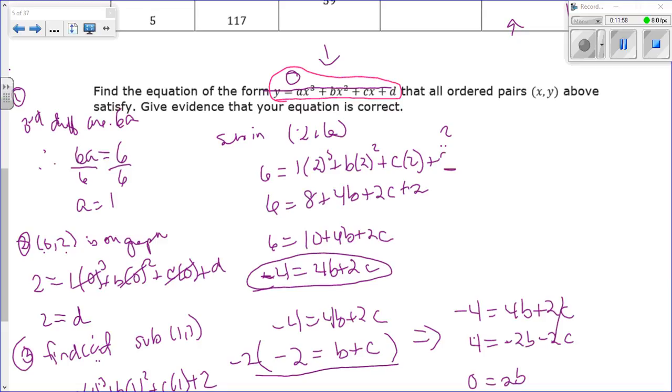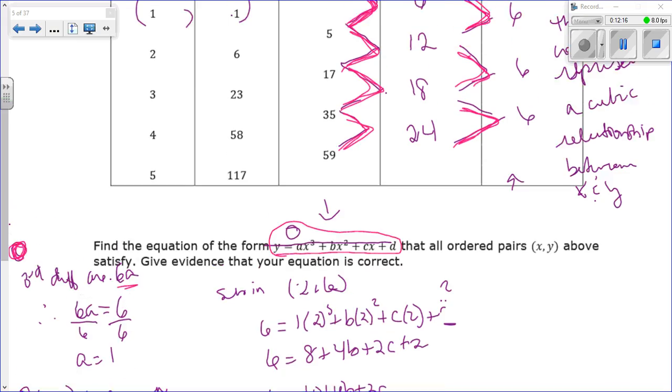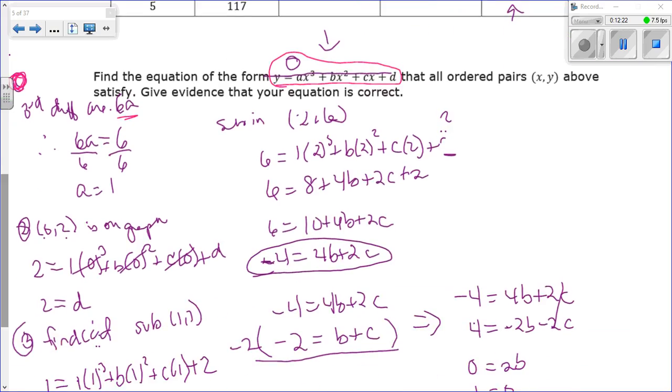Well, I know from the previous page that my third differences are 6a. No matter what I do, my third differences are always going to be 6a. So therefore I could say 6a equals 6, because that's what we found in the chart above, that my third differences were equal to 6. If my third differences were equal to 12, I would say 6a equals 12. But in this case, it's 6a equals 6. So a equals 1.